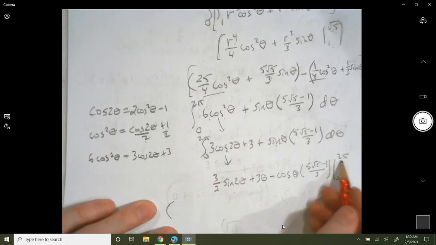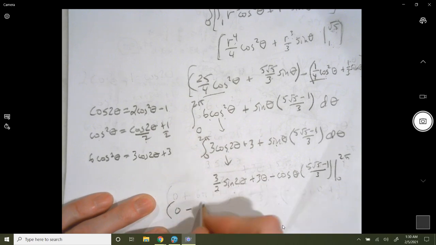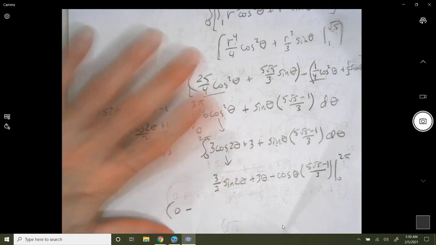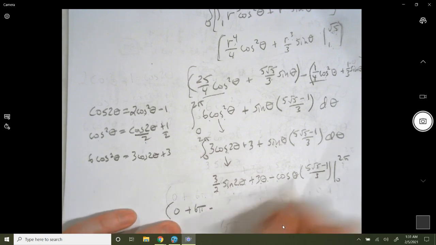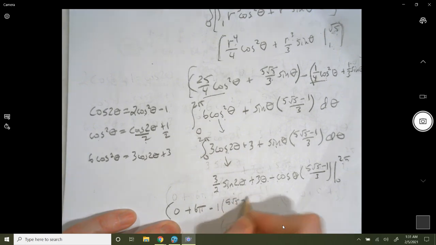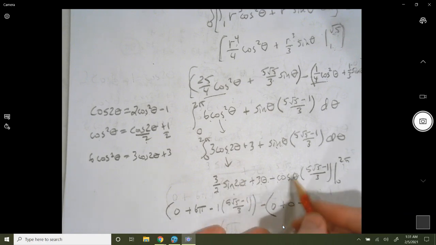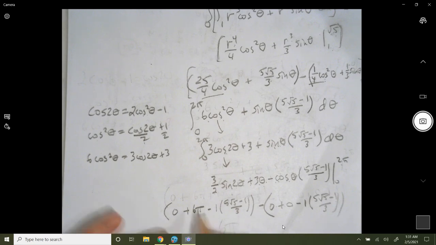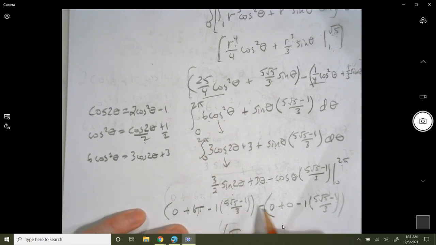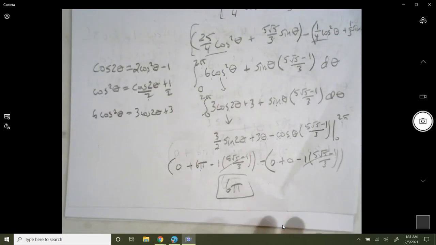So let's plug in the 2 pi. 3/2 sine of 2 times 2 pi, so 4 pi, sine of 4 pi is 0, plus 3 times 2 pi, so 6 pi, minus cosine of 2 pi, so that's minus 1 times 5 rad 5 minus 1 over 3, minus, and let's plug in the zeros, plug in a 0 there, we get 0 plus 0 minus cosine of 0 is 1, so minus 1 times 5 rad 5 minus 1 over 3. Okay, so we get a 6 pi. This minus 1 times all this, and then minus a negative, that all cancels out, and we just simply get 6 pi for our answer, for our integral.